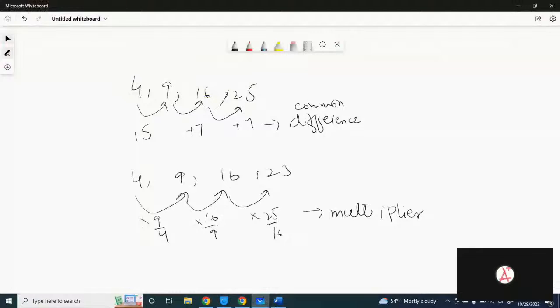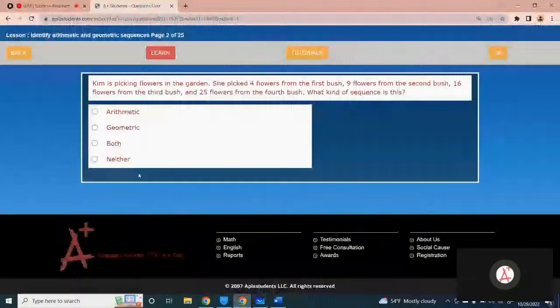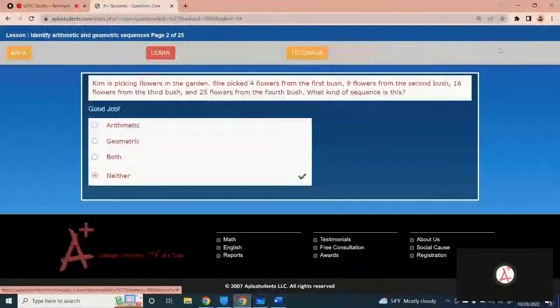In all, it is neither arithmetic nor geometric because they don't have the same common difference, and also the multiplier isn't the same. Got it? Just select the correct option, then click on neither as the correct option, and then click on the OK button. Got it?